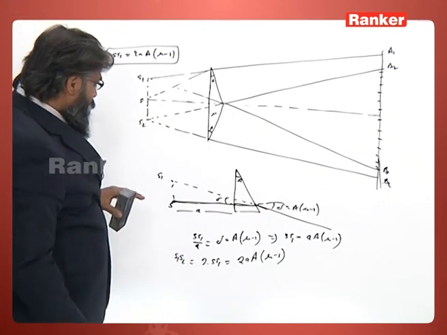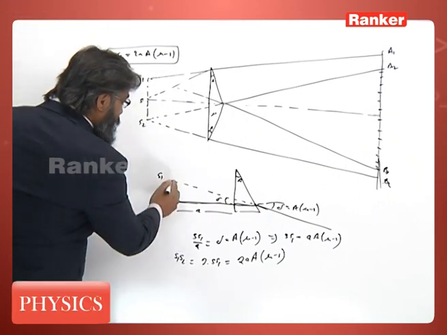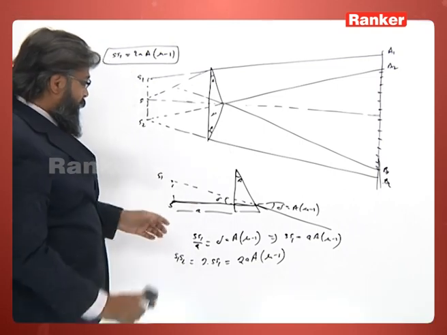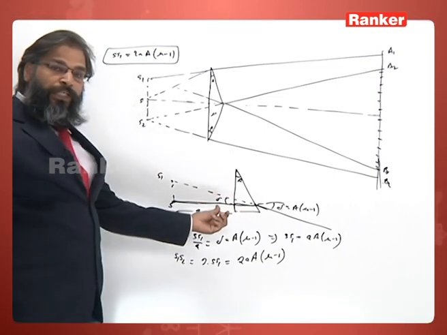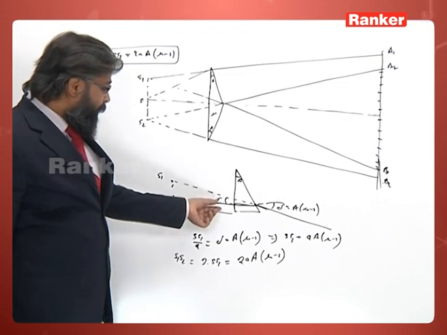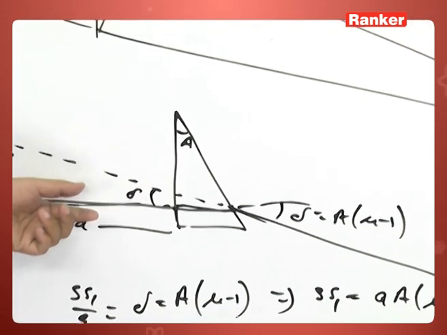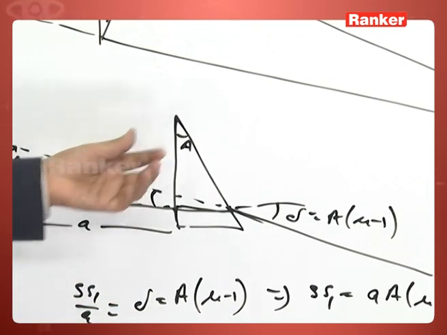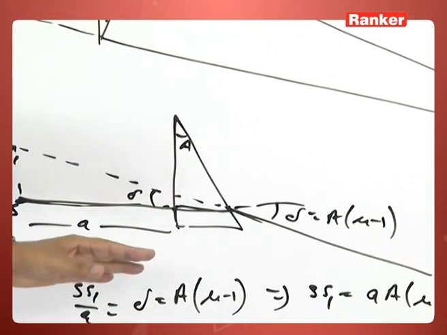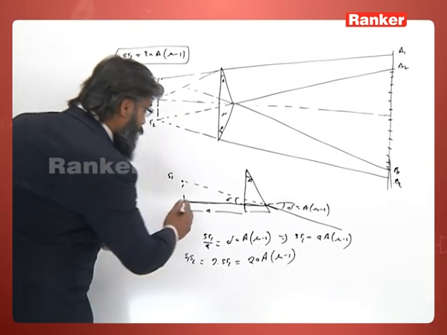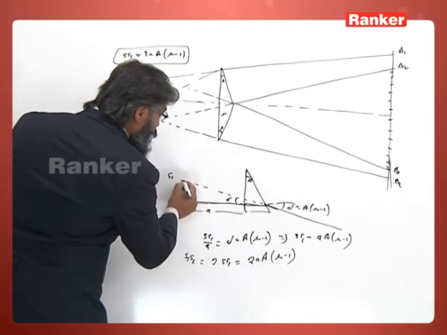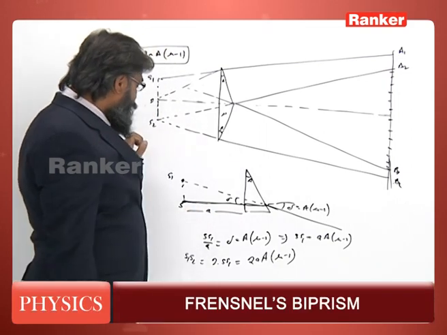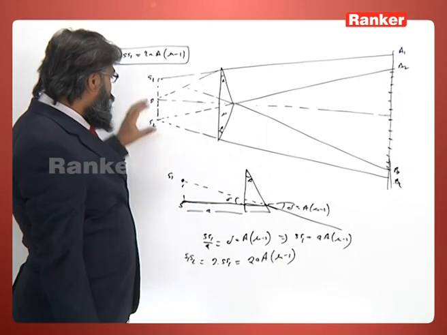Now you may think, why is the image formed here, why not here and why not here. You see, the deviation produced by a thin prism does not depend on the angle of incidence if it is near normal incidence. For a thin prism and near normal incidence, the deviation does not change. So if you take another ray, it will also meet here only. So now we have calculated S1S2.